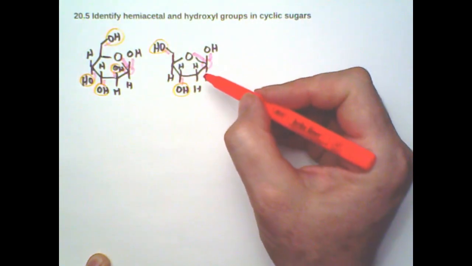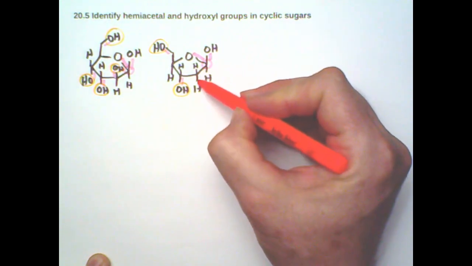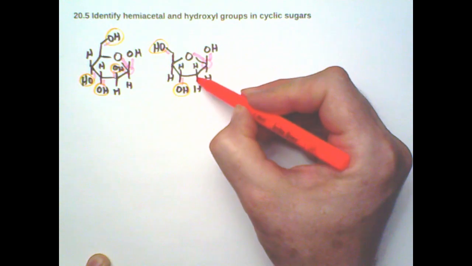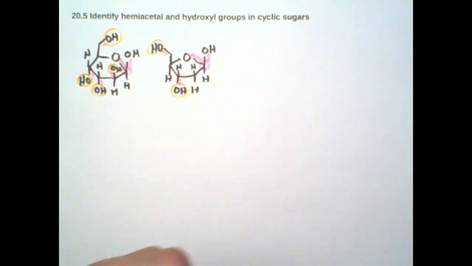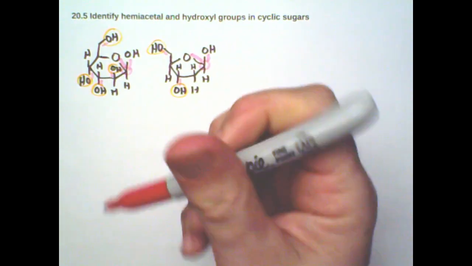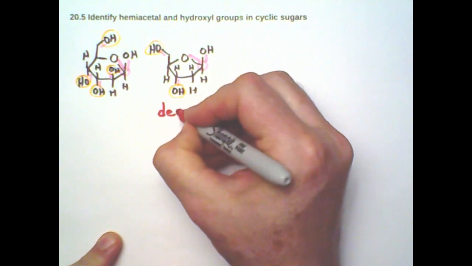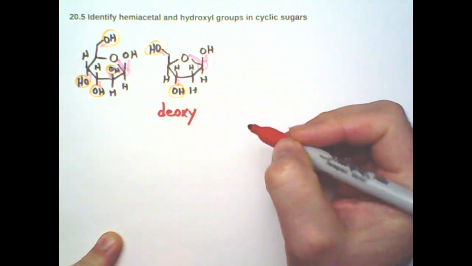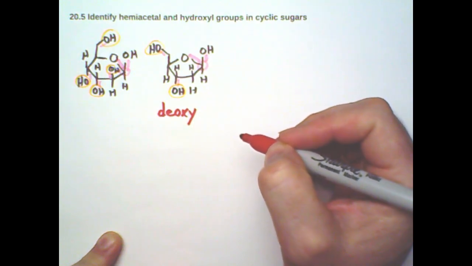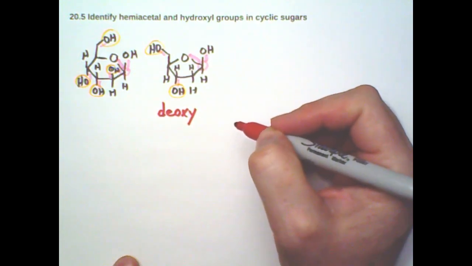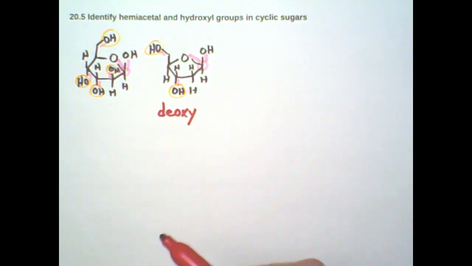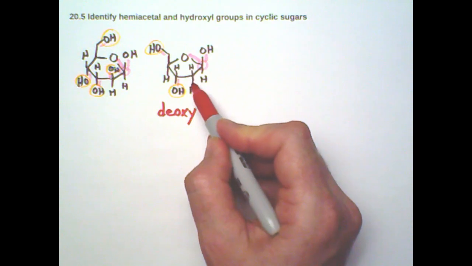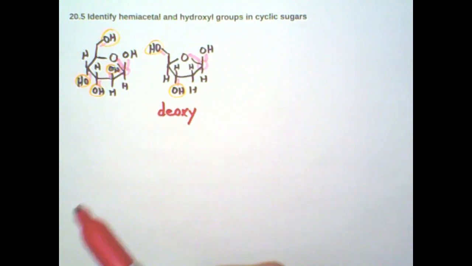Now on this one, I've drawn a sugar that's missing an OH. This is a deoxy sugar, like in deoxyribonucleic acid that has deoxyribose. So when you're missing one of your OHs, you can call it a deoxy sugar. That's enough for answering basic problems.